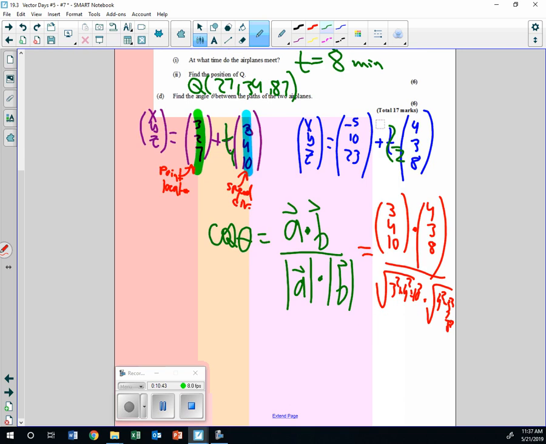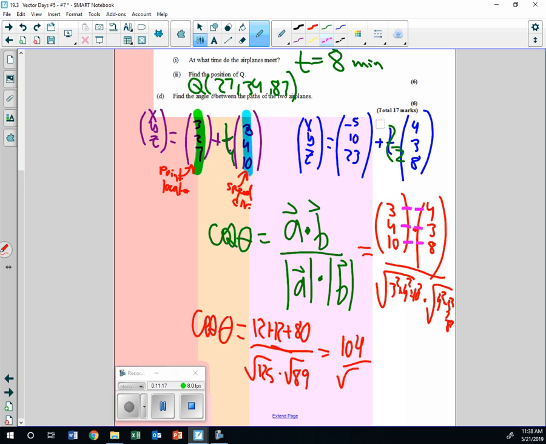And I'm running out of room here. So the cosine of theta, they're going to multiply across and then add. So this is going to be 12 plus 12 plus 80. And then below here is the square root of 125. This is going to be 64 plus 25 is the square root of 89. So I'm going to need your help. What is the inverse cosine of 104 over root of 125 over root of 89?